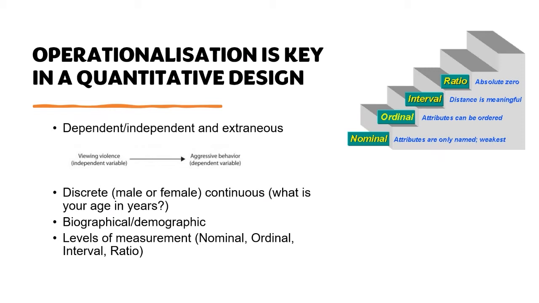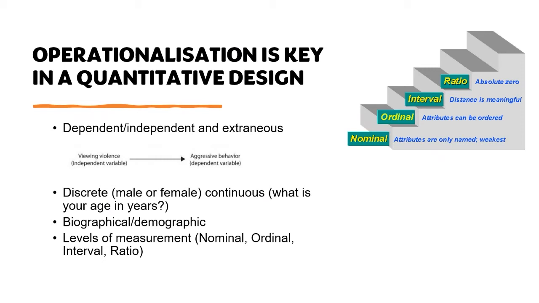So when we look at quantification, we need to operationalize our measurements. Operationalization is key in a quantitative design. Operationalization is the word we use when we take a concept, such as food security, and we go and make it measurable. What does food security mean in a household? What does income mean? How am I going to measure it? What does remittance mean? When we look at our variables in a quantitative design, we typically look at dependent and independent variables and extraneous variables.